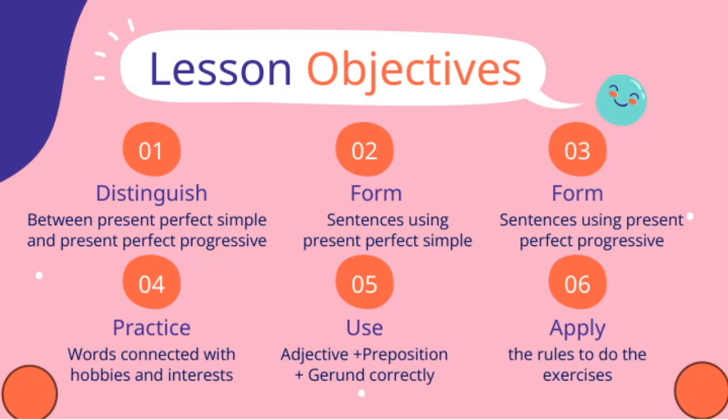Now, let's look at the key rules for doing the exercises. First, we need to apply adjectives plus prepositions plus gerunds correctly. This is important for expressing opinions and describing habits accurately. Next, we use words connected with hobbies and interests to make our sentences more natural and engaging.